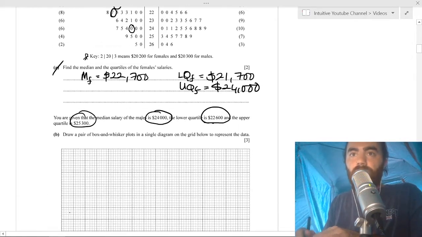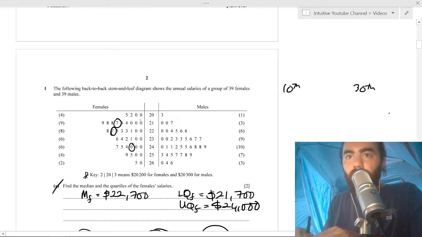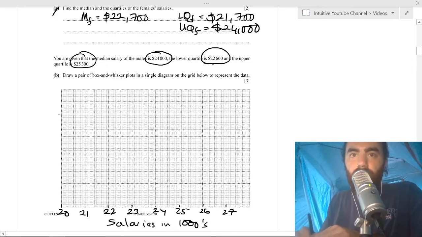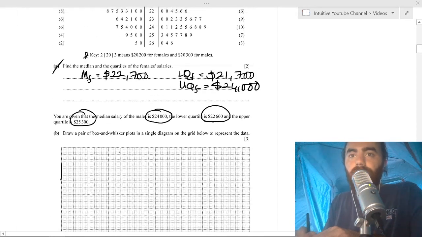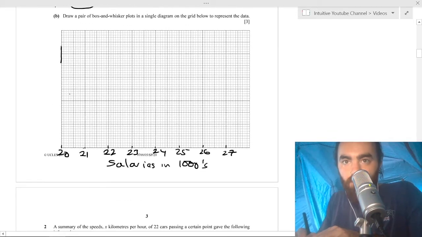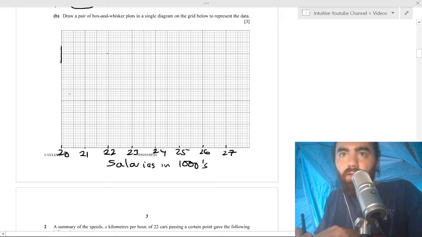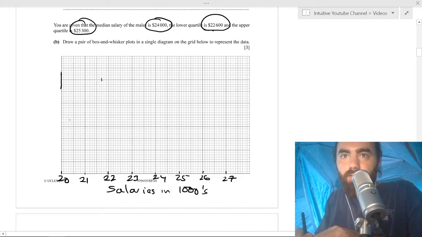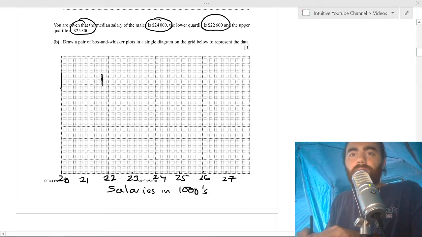So let's do this. Let's first do for females. Our lowest value for females here is 20,000, so we can draw the end of the box and whisker plot. Let's put it here. And then the lower quartile for females is 21,700, which is 3 in from here. So we go 1, 2, 3, which is here. Apologies if my drawing's not very good, but you get the idea.